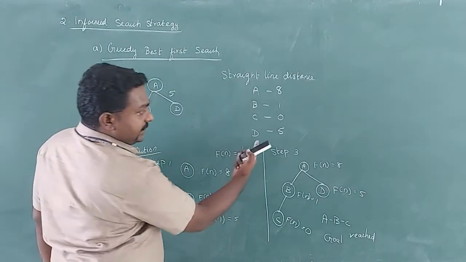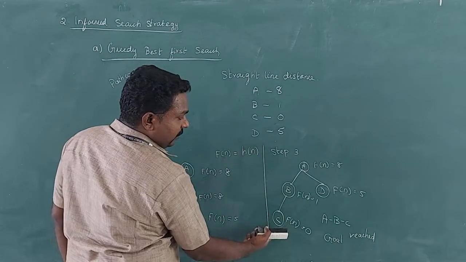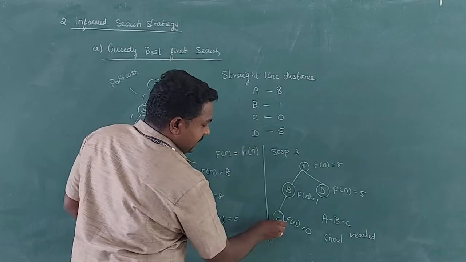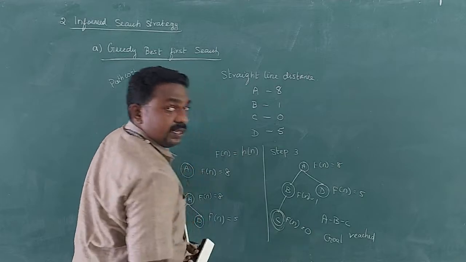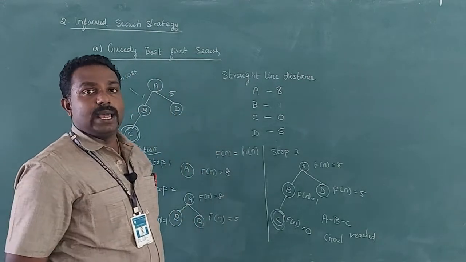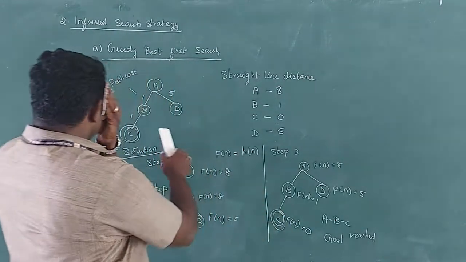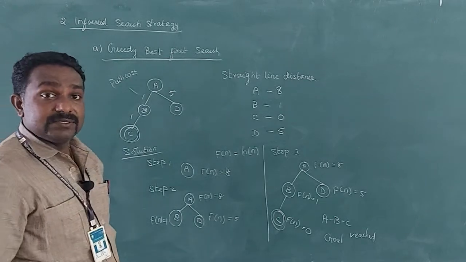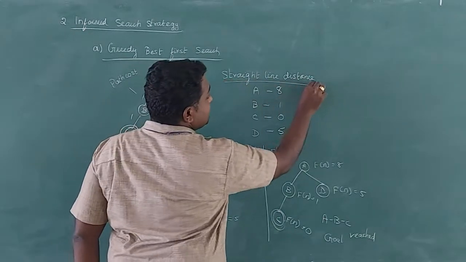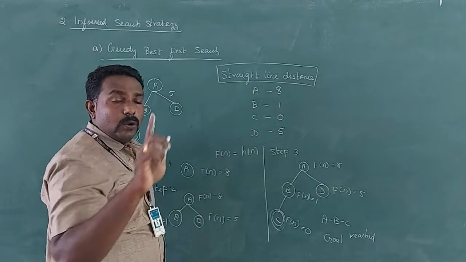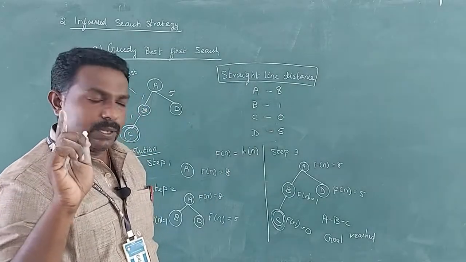Okay. Now what is the function value for C? That is 0, and C is our goal state. So you are stopping the search and you are noting the answer as goal has been reached. So this you call it as greedy best first search, where we used straight line distance value alone.